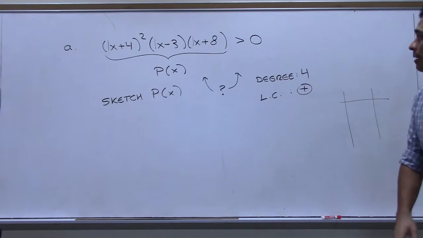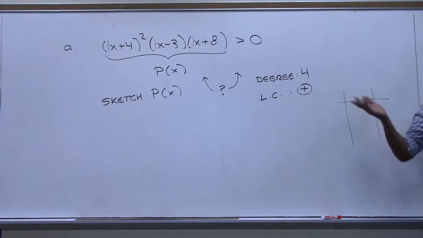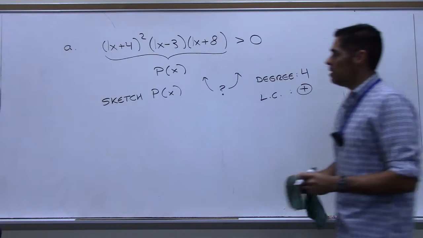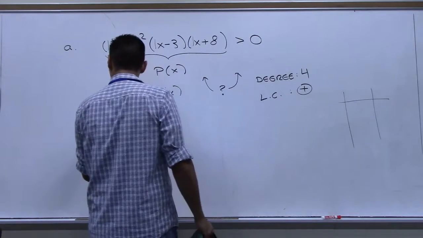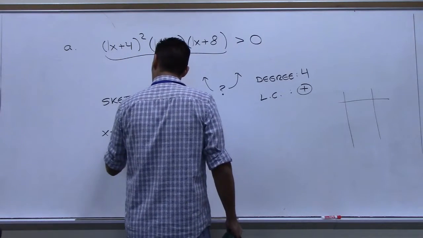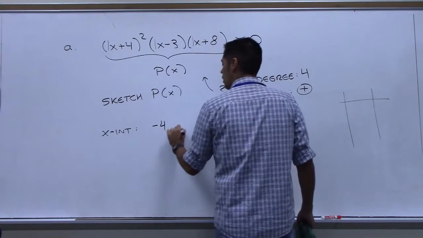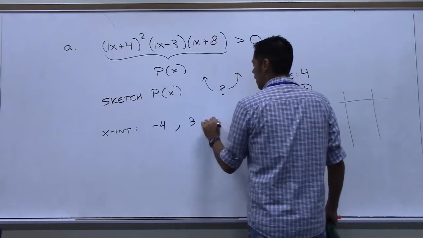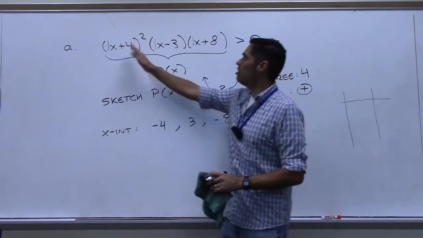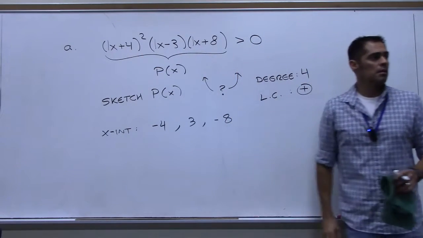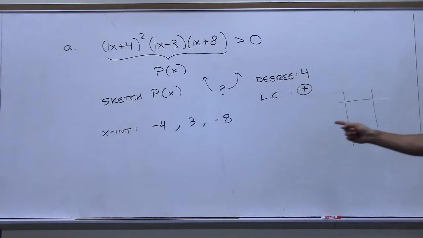All right. The next thing to do would be to set it equal to 0 and factor it out, which we already have, don't we? So what are the x-intercepts for this thing? Negative 4, 3, and negative 8. Just setting each of these factors equal to 0. What else do we have to determine about these x-intercepts? Not just where they are, but if they touch or cross.